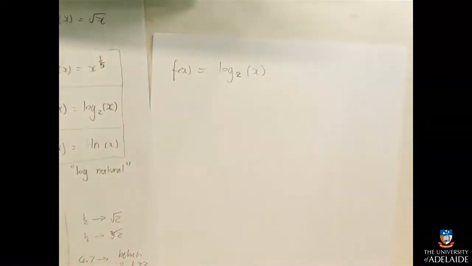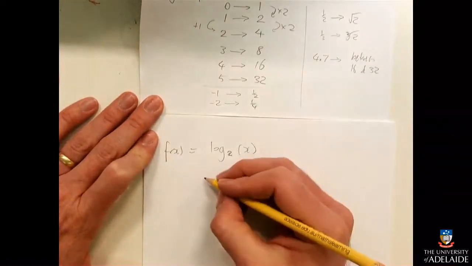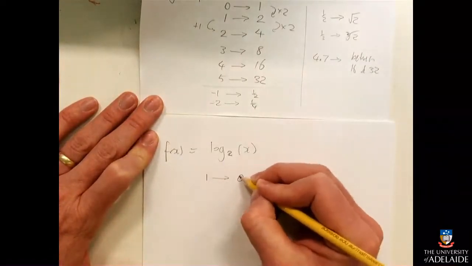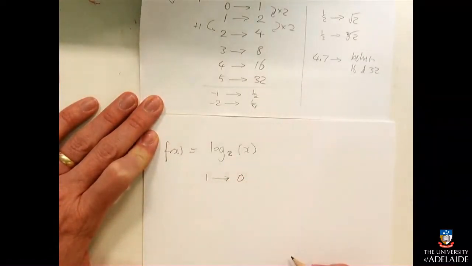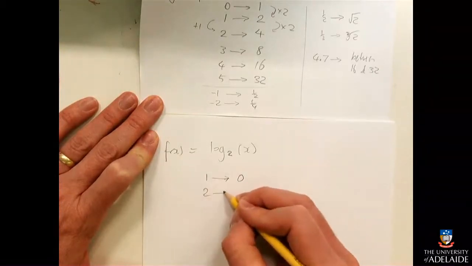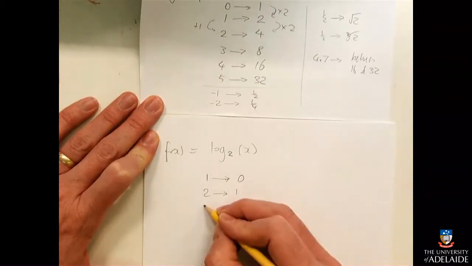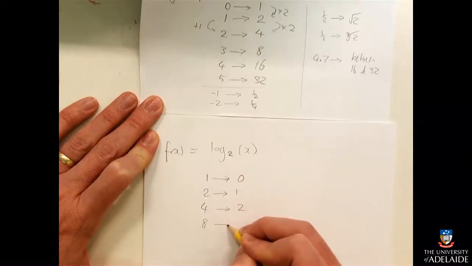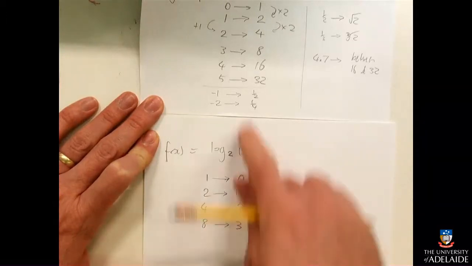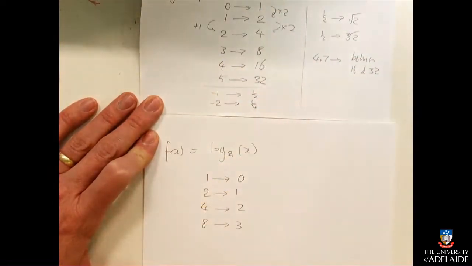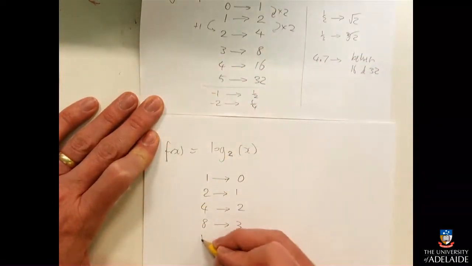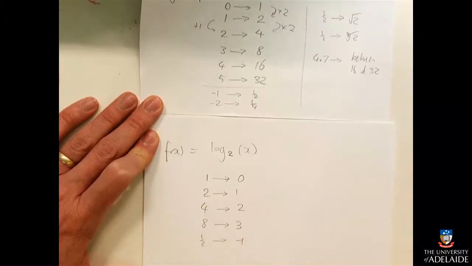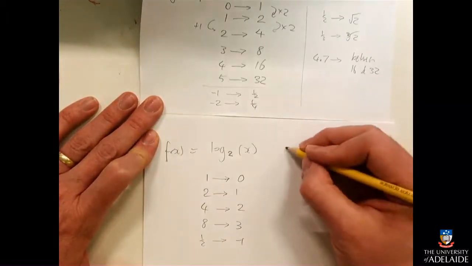Log base 2 should do this backwards. So when I do 1, it should produce 0, because I'm going to do it backwards. And when I do 2, it should produce 1. And when I do 4, it should produce 2. And when I do 8, it should produce 3, because I'm copying this table exactly in reverse. And when I put in a half, it should produce -1. So it's literally the inverse function.